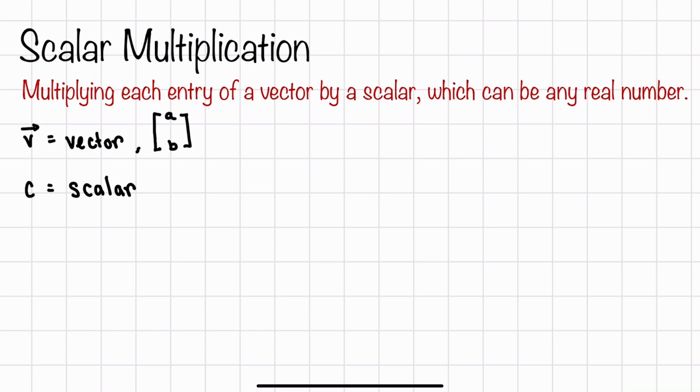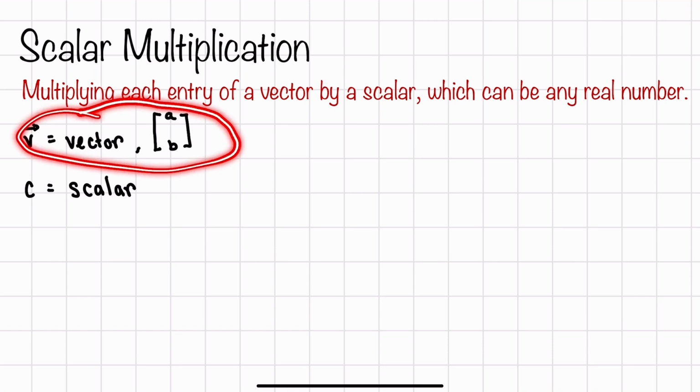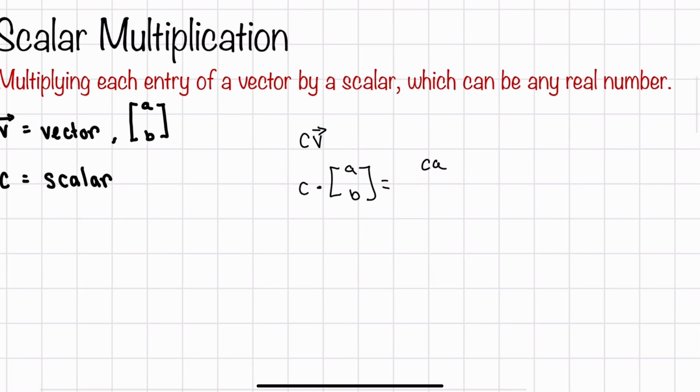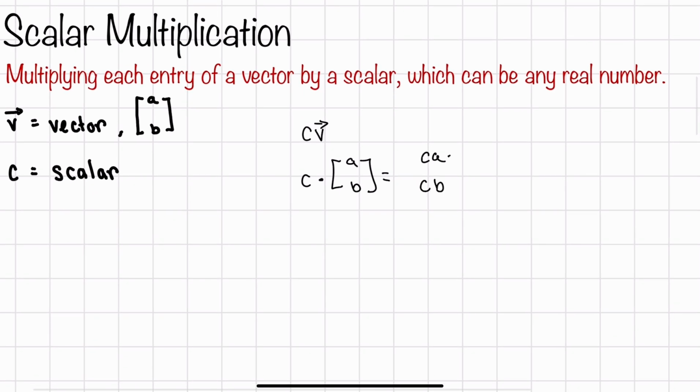So looking at this, we have our vector v with the entries a and b, and we have our scalar c. So we would multiply c by each entry of our vector, which would be a and b. So we have c times vector v, and then we would have c times a, b. And we would multiply c by a first. So c times a is ca, and then multiply c times b, and c times b is cb. And that is our new vector multiple of ab.